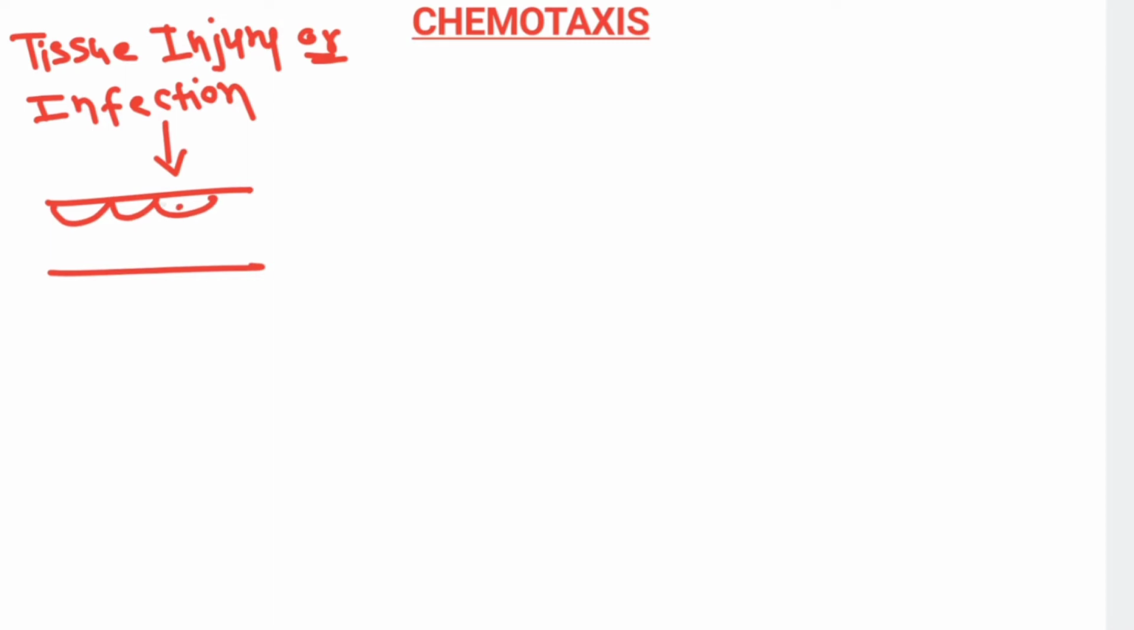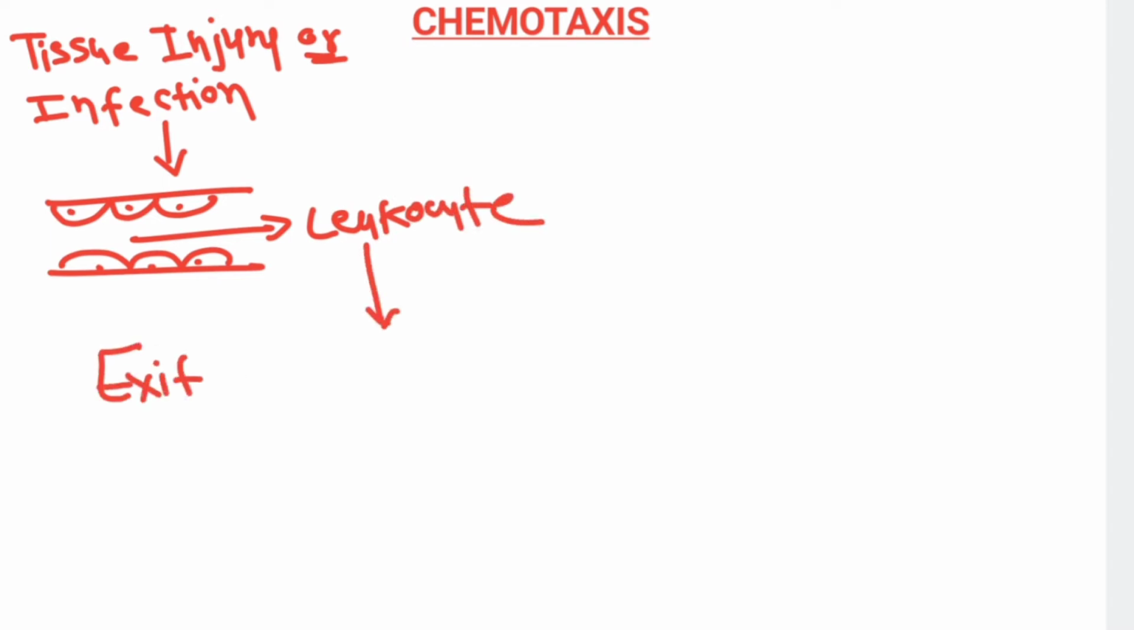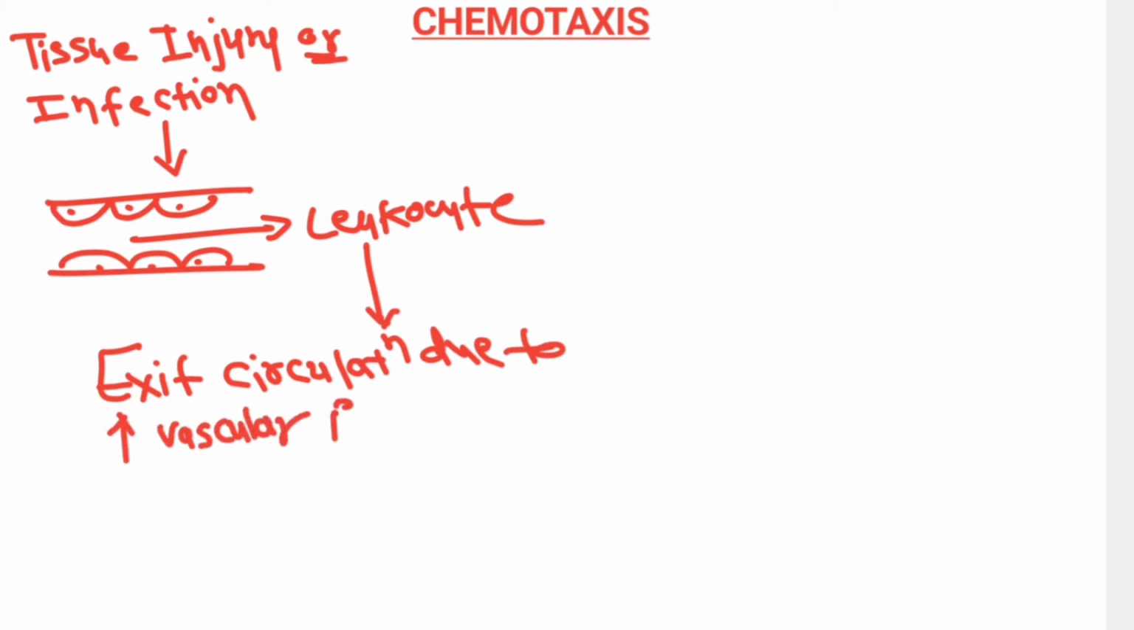So friends, whenever a person is having tissue injury, any type of tissue injury or infection, at that time we know that there will be a reaction in the blood vessel. There will be blood vessel changes, particularly vasodilatation and increased vascular permeability. Because of that, the leukocyte, especially neutrophil, will exit the circulation due to increased vascular permeability of the blood vessel.